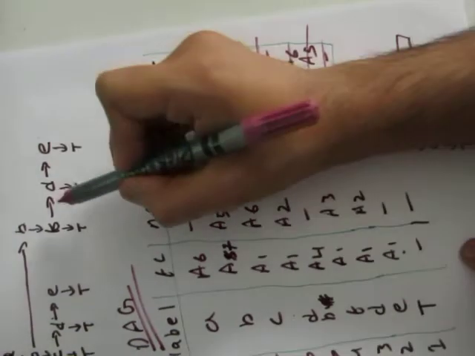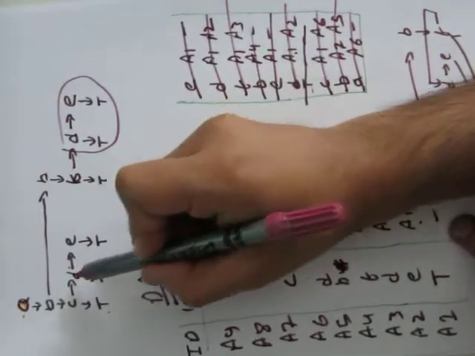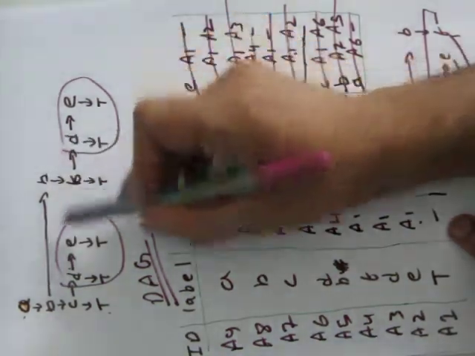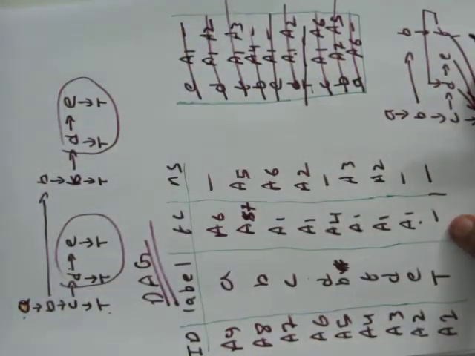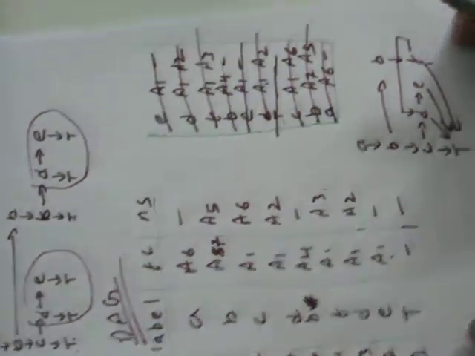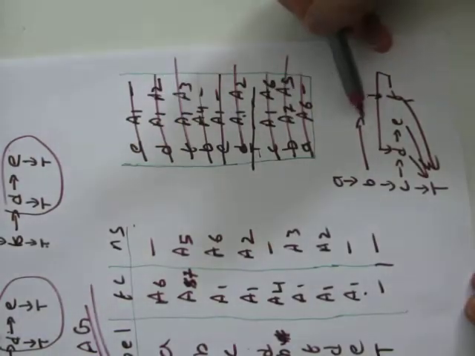Why? Because if you see, this part and this part are exactly the same. So F just points here. So if you draw this, then it will be in this form.